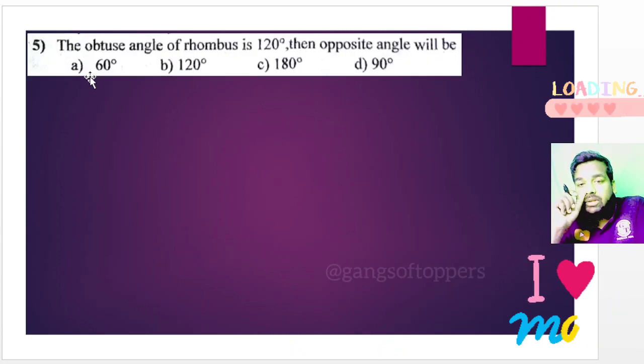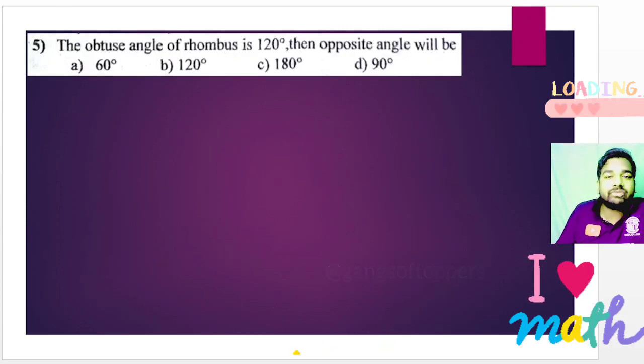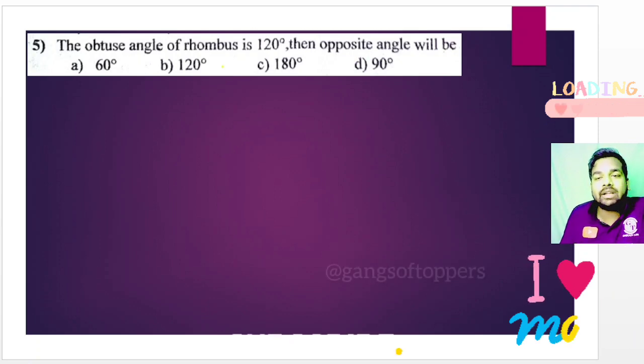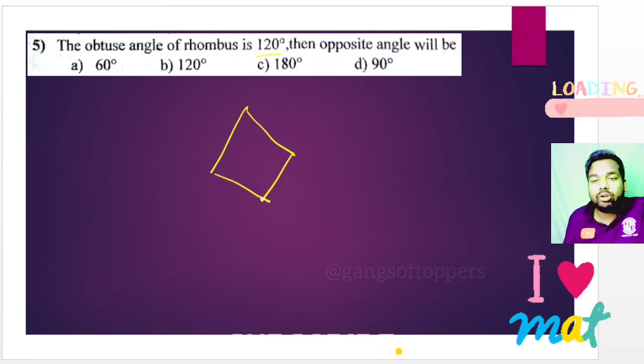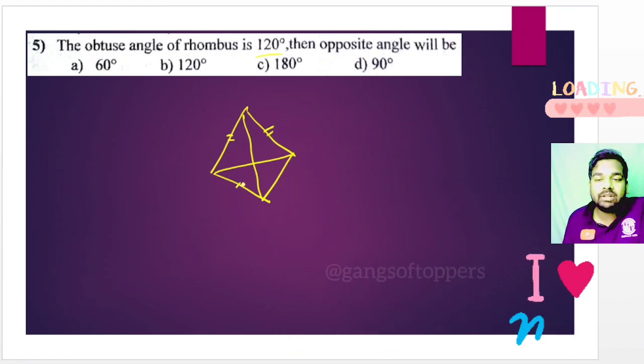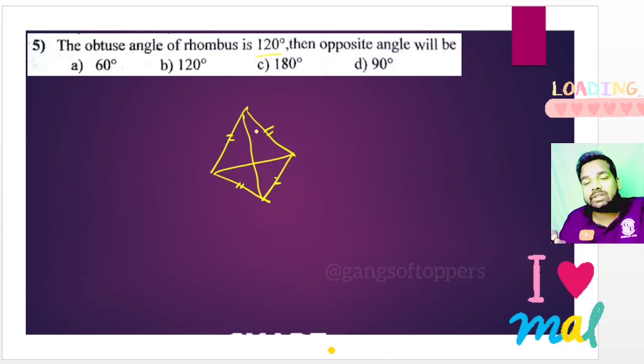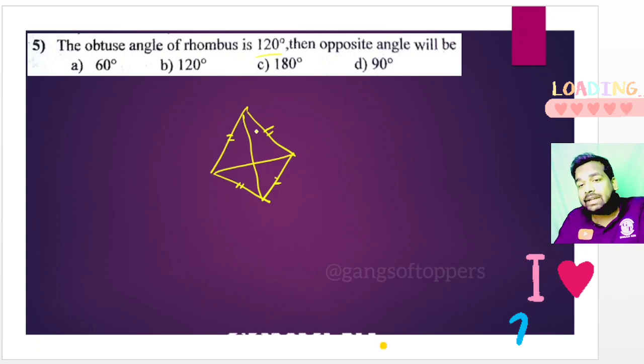Now we are going to solve question number 5. The question is asking about the obtuse angle of the rhombus, that is 120 degree. Then the opposite angle will be what? I think that everybody knows rhombus. In a rhombus, all the sides are equal, and their diagonals are not equal. This is a very good concept. It means that their diagonals are not equal.